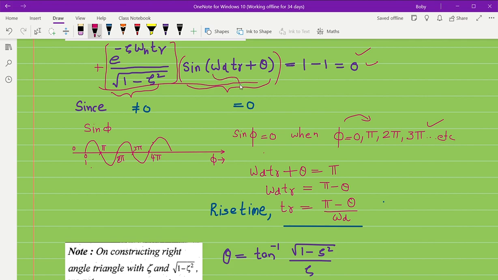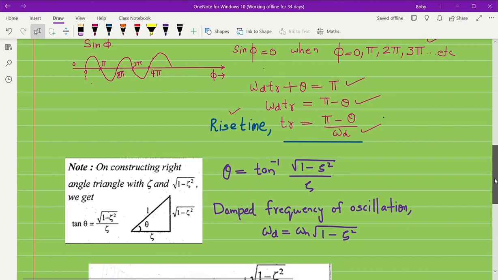So omega d TR plus theta is equal to pi. Omega d TR is equal to pi minus theta. TR is equal to pi minus theta divided by omega d. That is the rise time, so we got the expression for rise time, equal to pi minus theta divided by omega d.